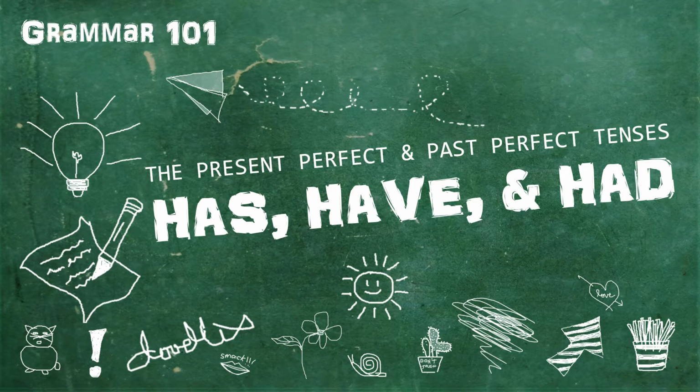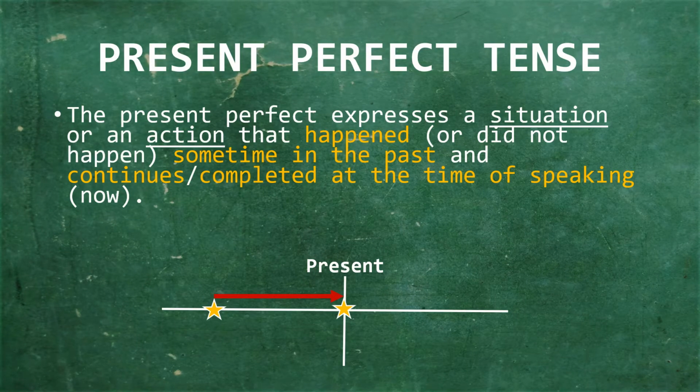This time we are going to discuss the present perfect and past perfect tenses, particularly how to use the auxiliary verbs has, have, and had. What is the present perfect tense and when do we use it?